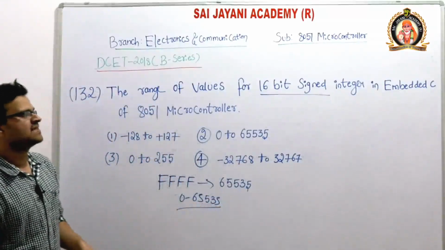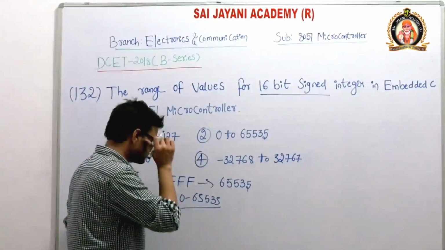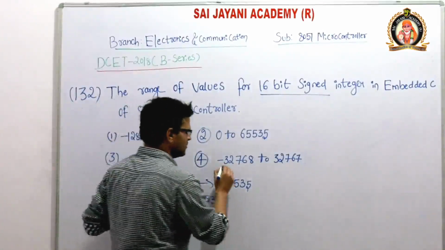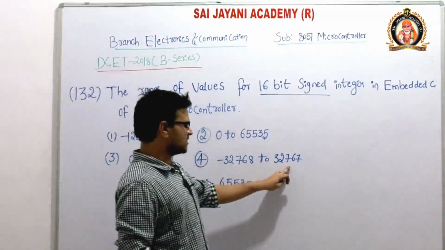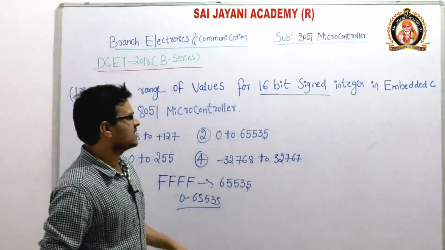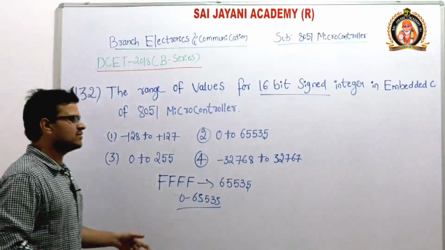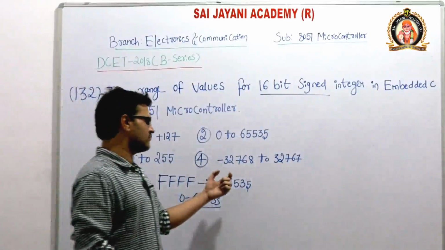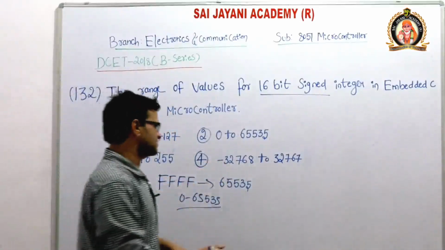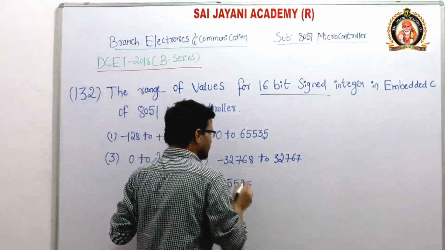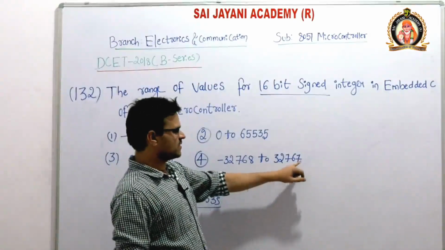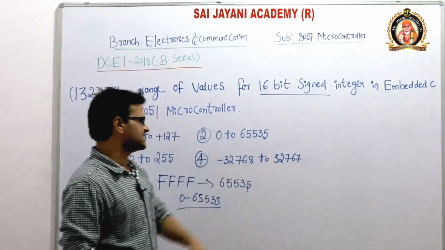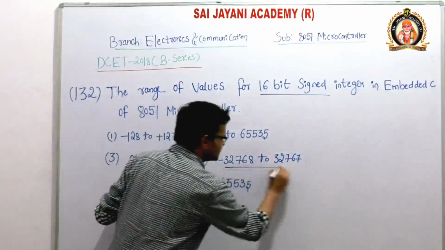For a signed 16-bit integer, we have minus 32,768 to plus 32,767, because for a signed number we have to consider negative values also. So the range is from minus 32,768 to plus 32,767. So the right option is the fourth one.